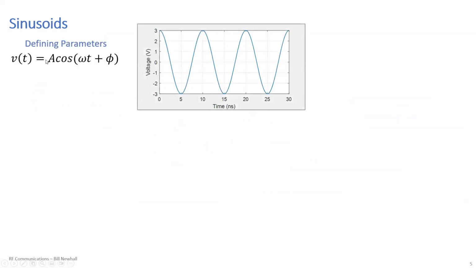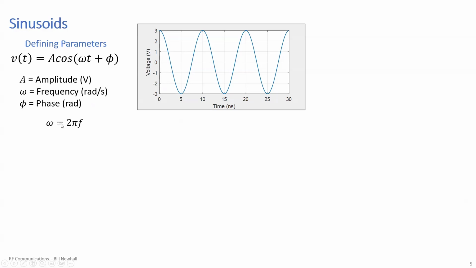Okay, so sinusoids. I'm sure you're familiar with sinusoids. We've talked about these, but let's define the parameters that I'm going to be using over the next few slides. So here's a sinusoid. It's a voltage waveform. It has an amplitude A in volts. It has a frequency in radians per second, omega, and it has a phase, phi here. Okay, so that's how we're going to define the parameters that characterize a sinusoid.